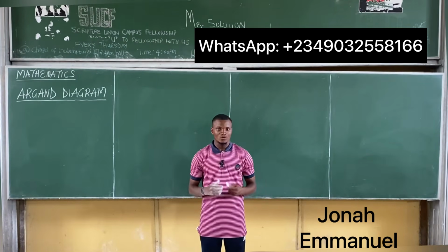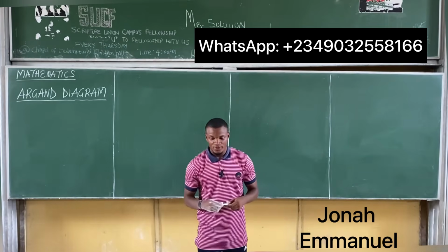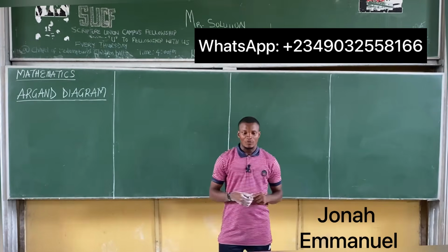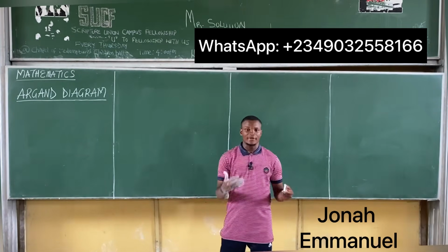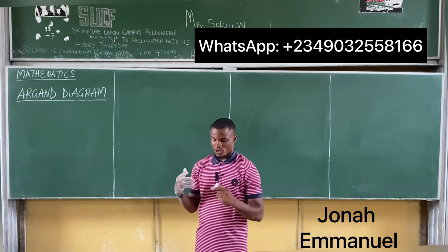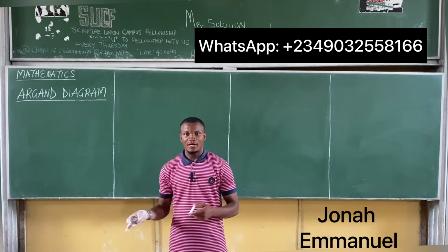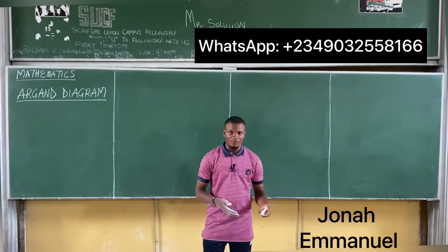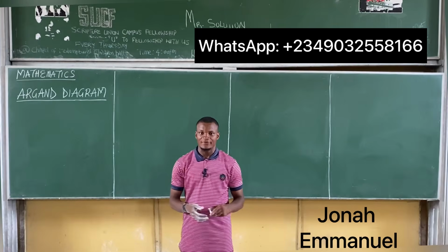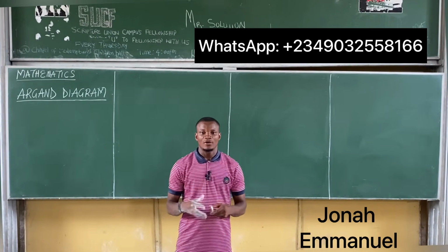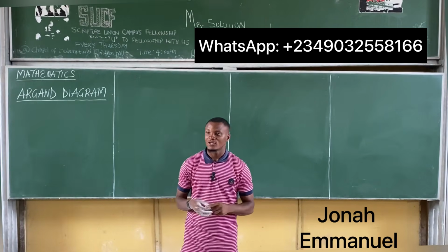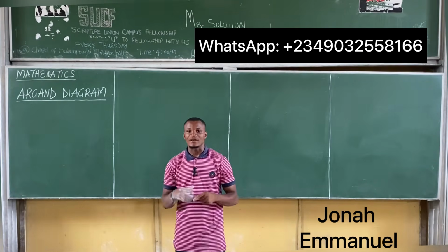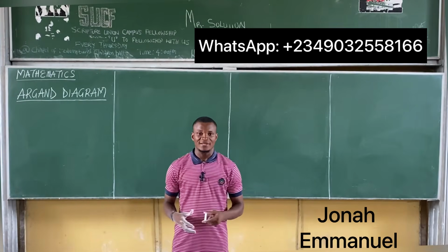Hello and welcome to today's class. For today's class, we'll be looking at the Argand diagram. We've looked at three ways of representing complex numbers: rectangular or Cartesian form, Euler's or exponential form, then polar or circular form. There's yet another way of representing complex numbers, known as using the Argand diagram. It's also called the graphical method of representing complex numbers.